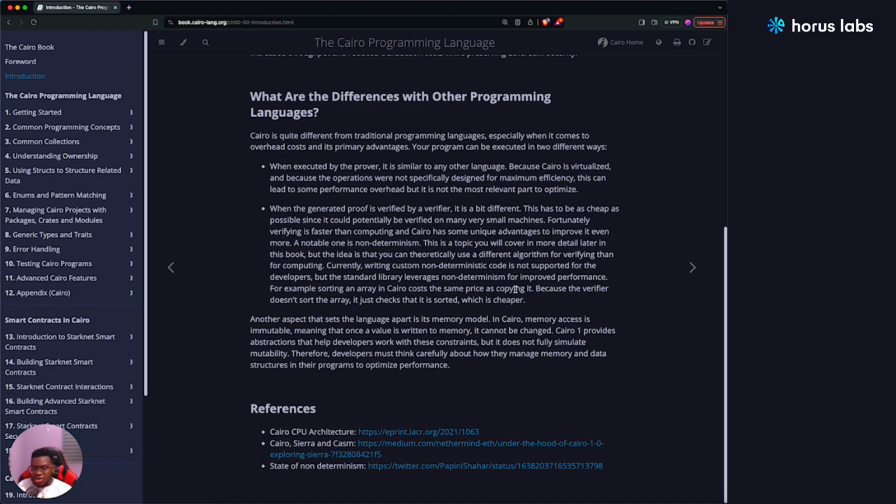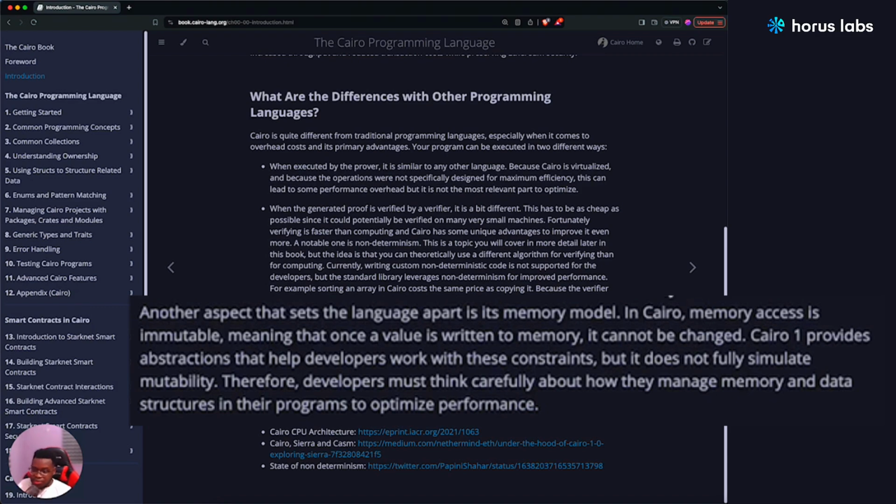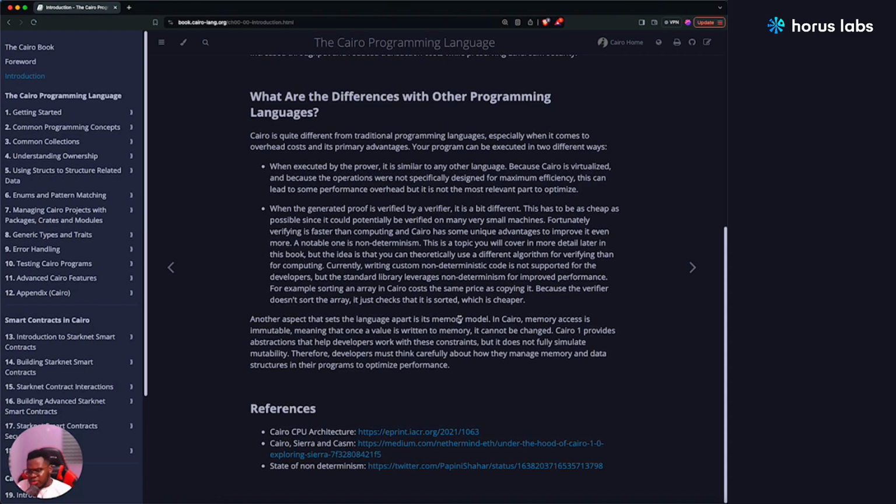Another aspect in which it's very different is the memory model. In Cairo, memory accesses are immutable, which means that once you write a value to memory, it cannot be changed. But Cairo 1 provides a sort of abstraction that helps developers work with these constraints. It's a concept of mutability, but it does not fully simulate the mutability you have with other programming languages. We're going to be looking into this in further chapters.